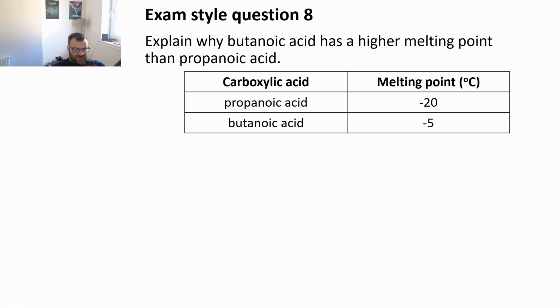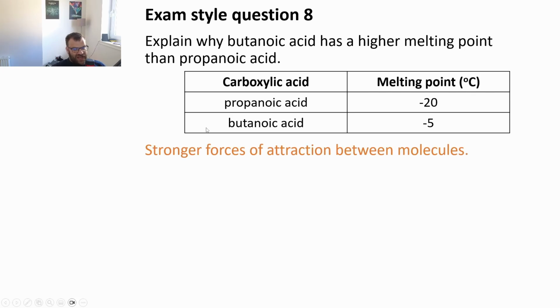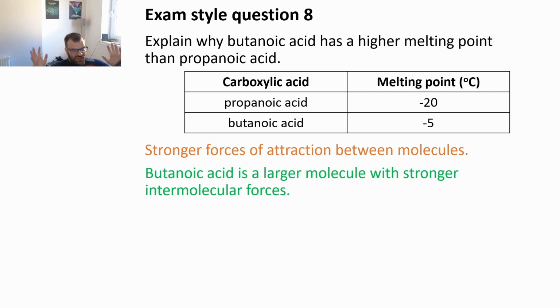In this one, we have to explain why butanoic acid has a higher melting point than propanoic acid. Melting points are to do with forces of attraction between molecules, or intermolecular forces. But means 4 carbons. Prop means 3. Butanoic acid is a larger molecule, more carbons, bigger, whatever you want to say. And that means it will have stronger intermolecular forces. And that's backed up by the numbers. -5 is a bigger number than -20. So it does have stronger intermolecular forces to lead to that higher melting point.